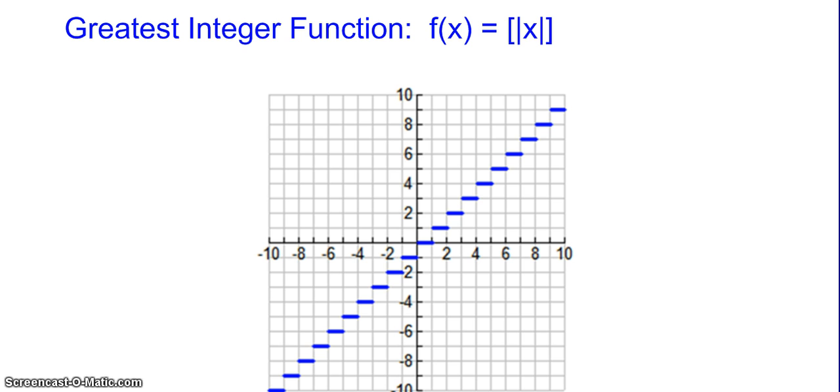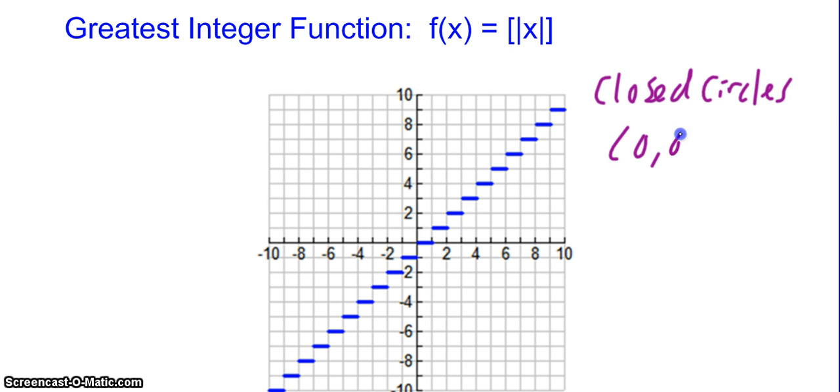Here we have the greatest integer function. So note this symbol here. This is not an absolute value with brackets around it. That's the greatest integer symbol. Now, one detail about this function, it's hard to tell from the picture. So there are closed circles at, for example, the points 0, 0, 1, 1, negative 1, negative 1, and so on.